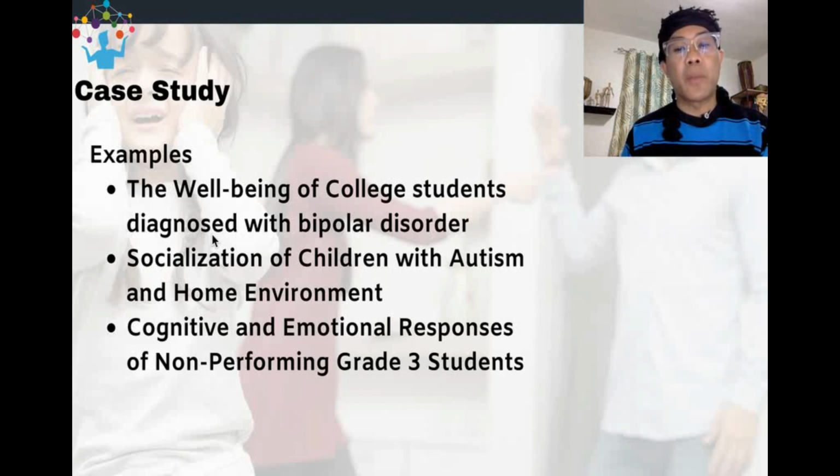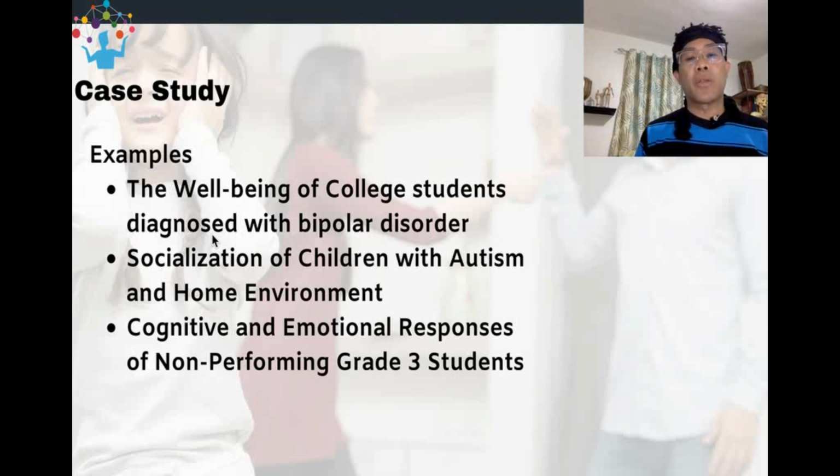And the next one is socialization of children with autism and the home environment. So you would like to look into the socialization of children and connect that with the home environment. What is the connection between autism and the home environment, and its connection with socialization? Is the type of socialization of a child very much connected to the home environment? Okay, so that can be a good case.